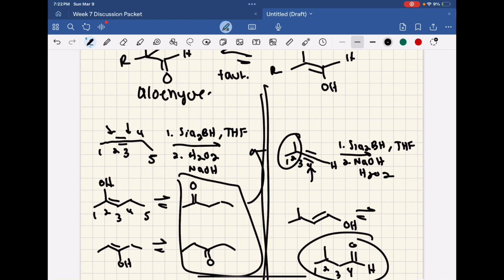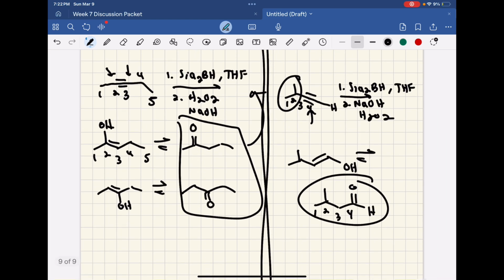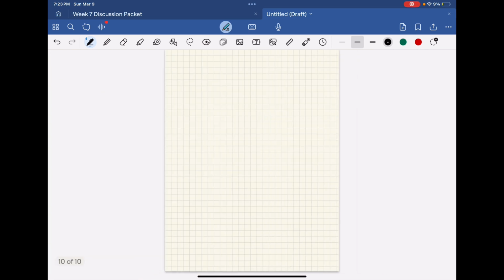Here, there really was no steric argument on the left. But on the right, we clearly have a steric argument. There is a secondary kind of branching group going on the left side. So anyway, that's the difference there. Okay, so now we're going to finally just close with these reductions of alkynes.